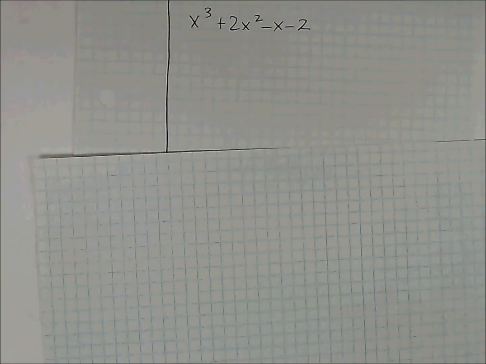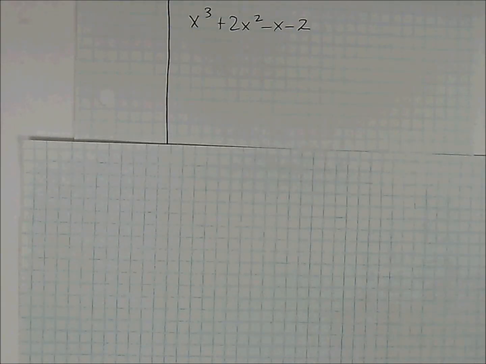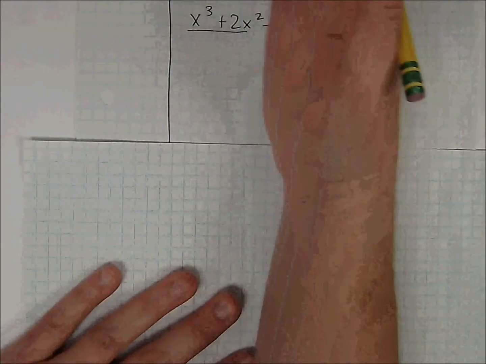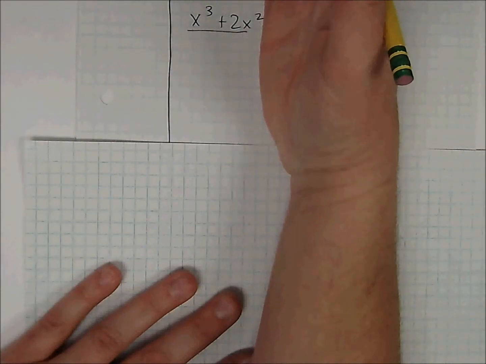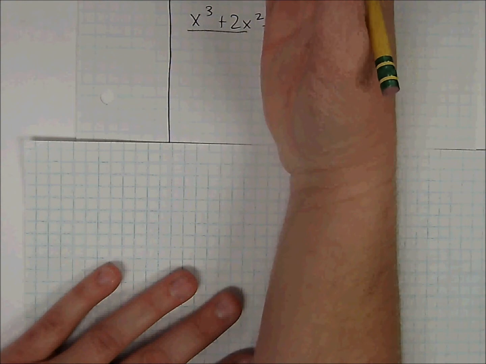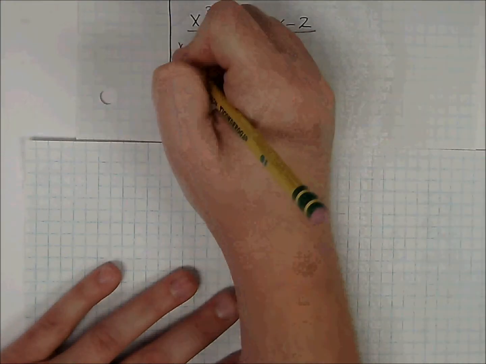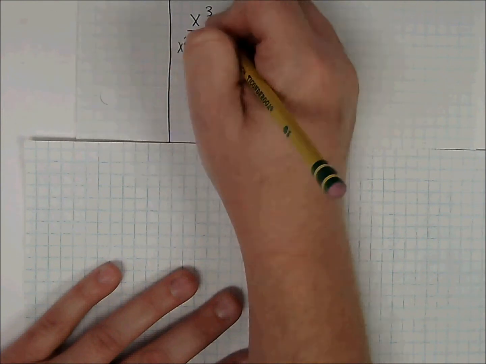Let's try. All right, so here's our next one. Again, is there anything we can take out of all 4? No. So we're going to group them because there's 4 terms. We're just going to focus on these 2 first. What can I take out of the 2 of them? Well, they both have x squared. This has 3 x's, this has 2. So I can say x squared times x gives me x to the 3rd.